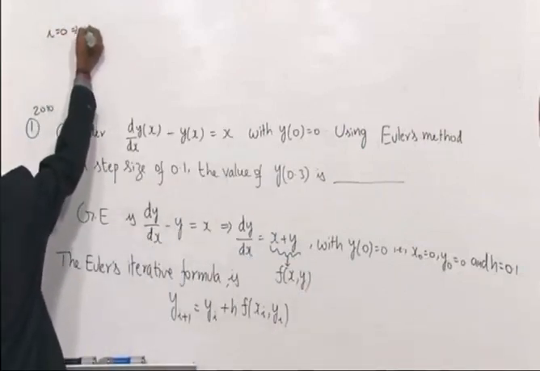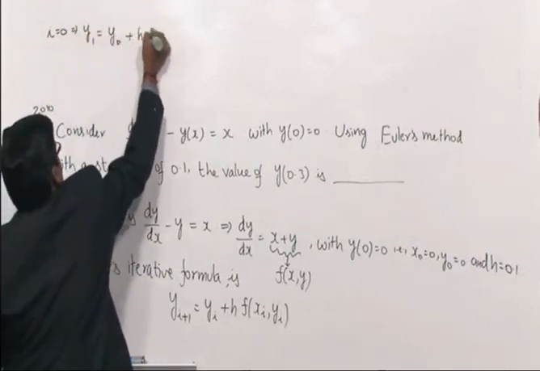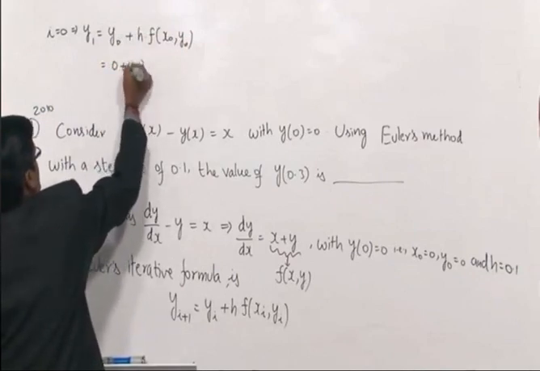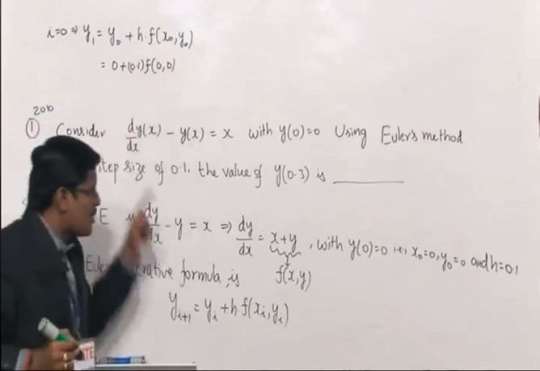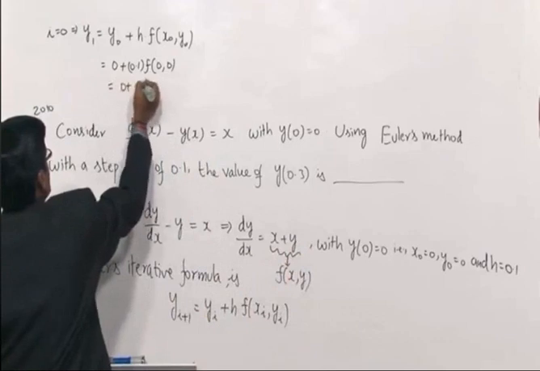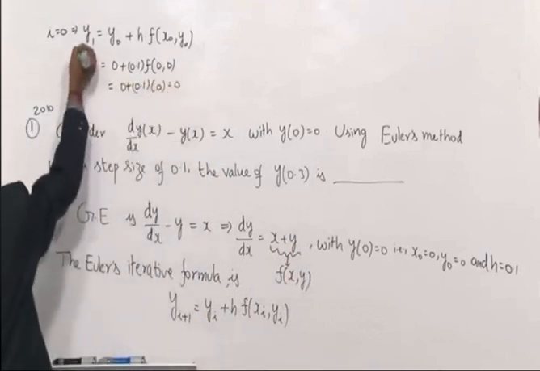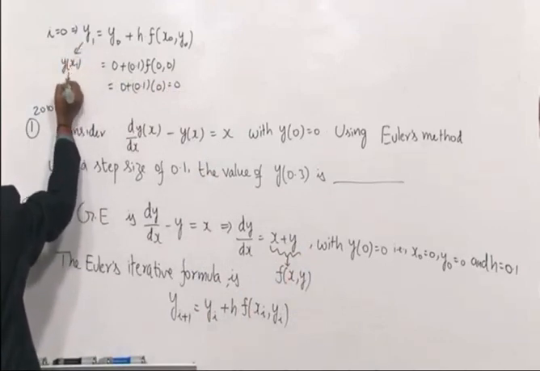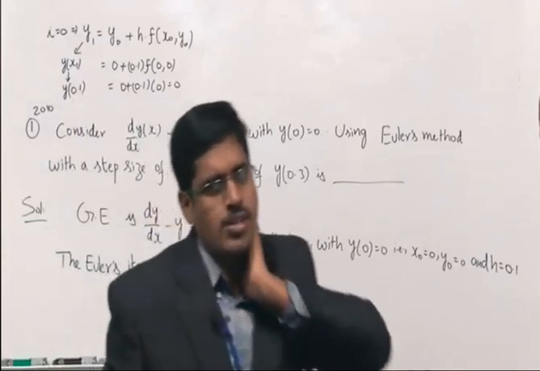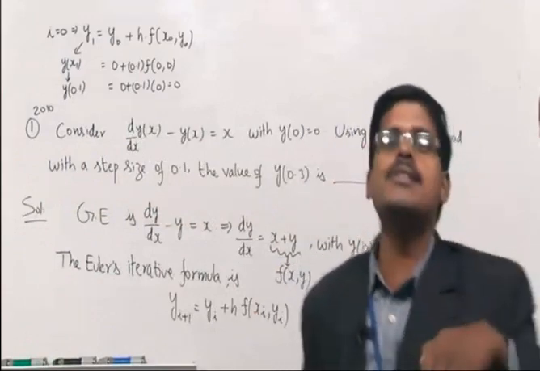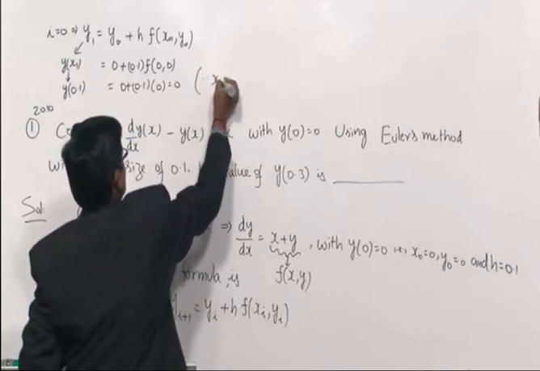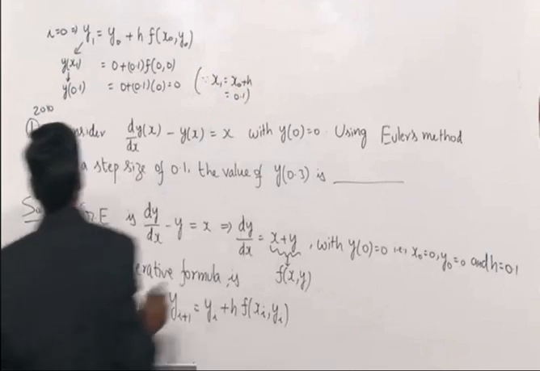So i is equal to 0 implies y1 is equal to y0 plus h times f of x0 comma y0. What is y0? 0. h value 0.1, f of x0 0, y0 0. What is the meaning of f of 0 comma 0? In the function of x comma y, put x is equal to 0, y is equal to 0. So 0 plus 0 simplifies to 0. So y1 is 0. What is x1? x0 plus h, that is 0.1. That means the first step gives the value of y at x is equal to 0.1. Step 1 is over.